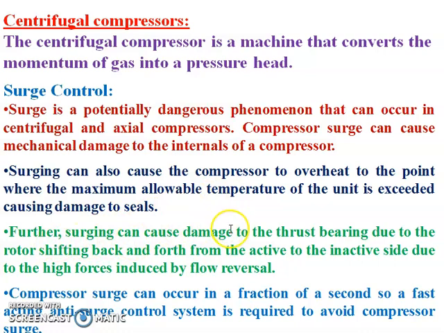Further, surging can cause damage to the thrust bearing due to the rotor shifting back and forth from the active to the inactive side due to the high force induced by flow reversal. Compressor surge can occur in a fraction of a second, so a fast acting anti-surge control system is required to avoid compressor surge. Means, from this point, it is a very dangerous problem which occurs in the centrifugal compressor, and that problem is called surge.